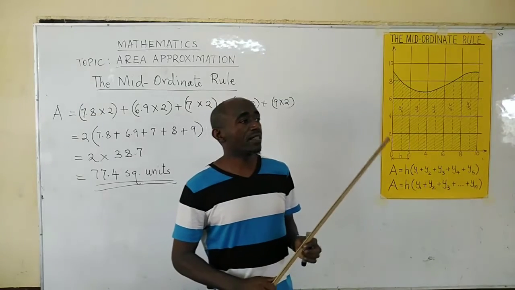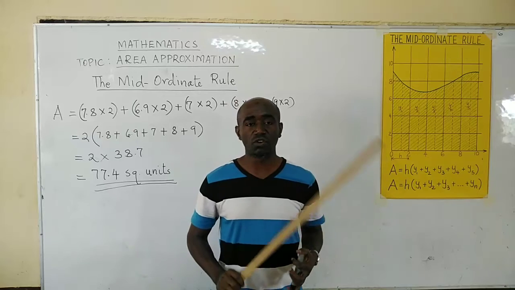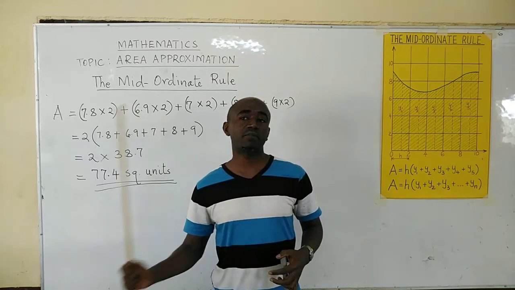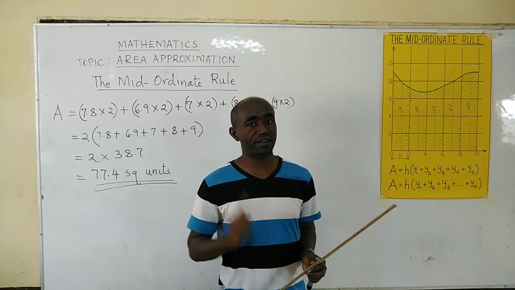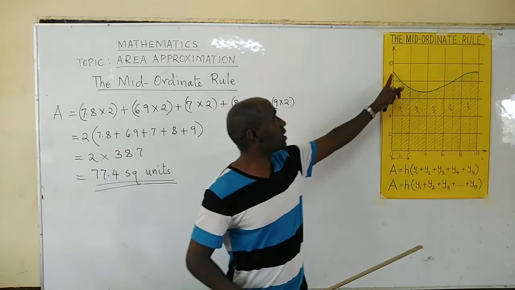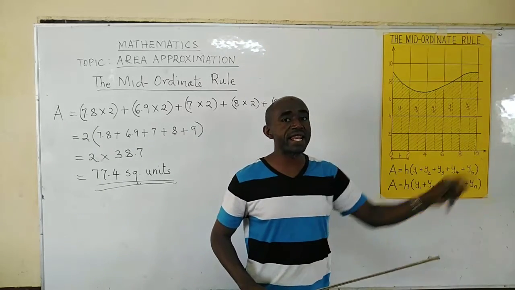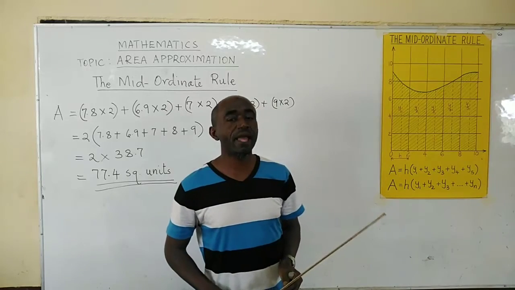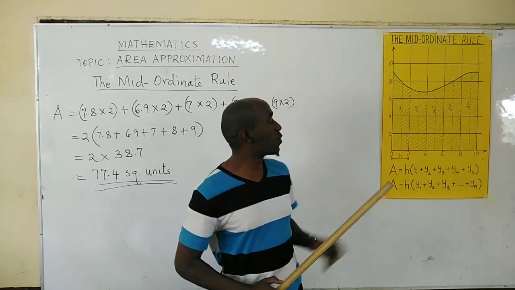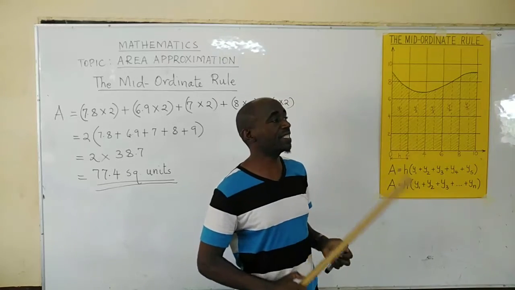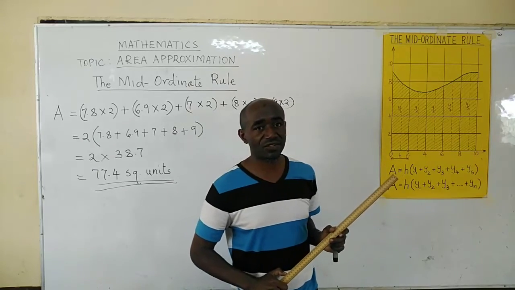It is the ordinates now, the mid-ordinates, we start with y1. I don't want you to confuse this with the trapezium rule. For the trapezium rule, we start with y0, my dear learner, then you go up to yn for n trapezia. But for this mid-ordinate rule, we start with y1. The first mid-ordinate is y1, not y0.